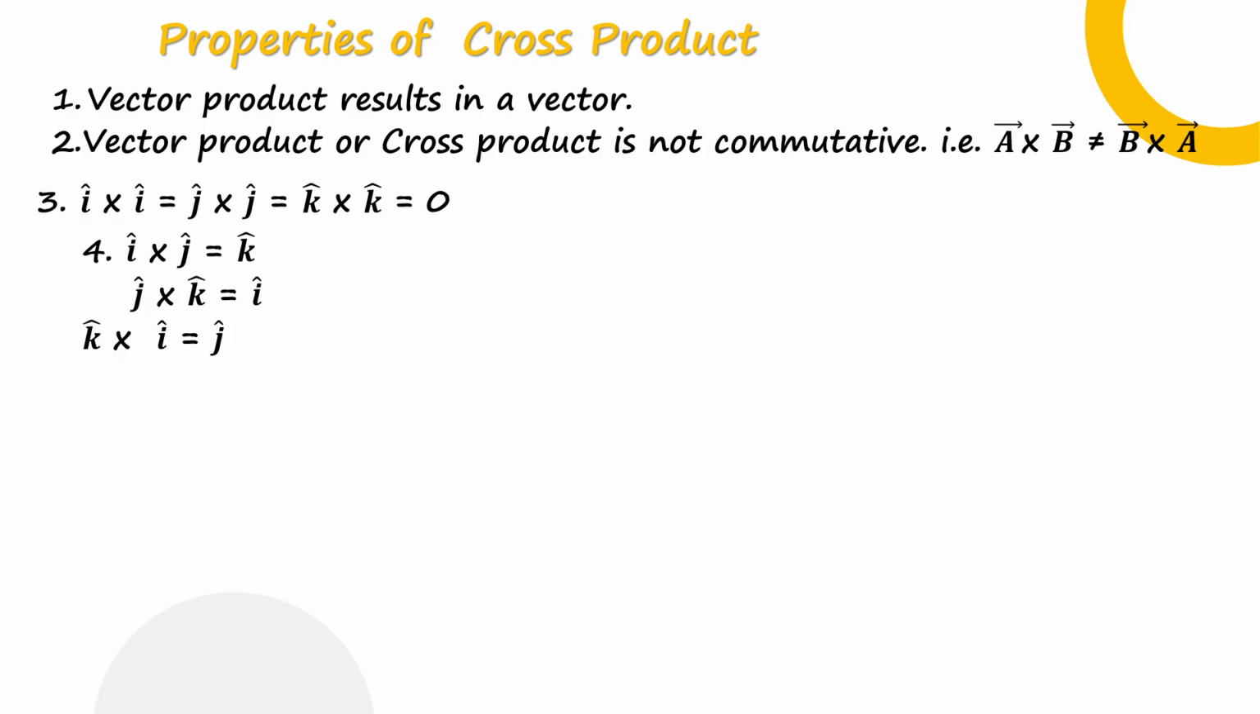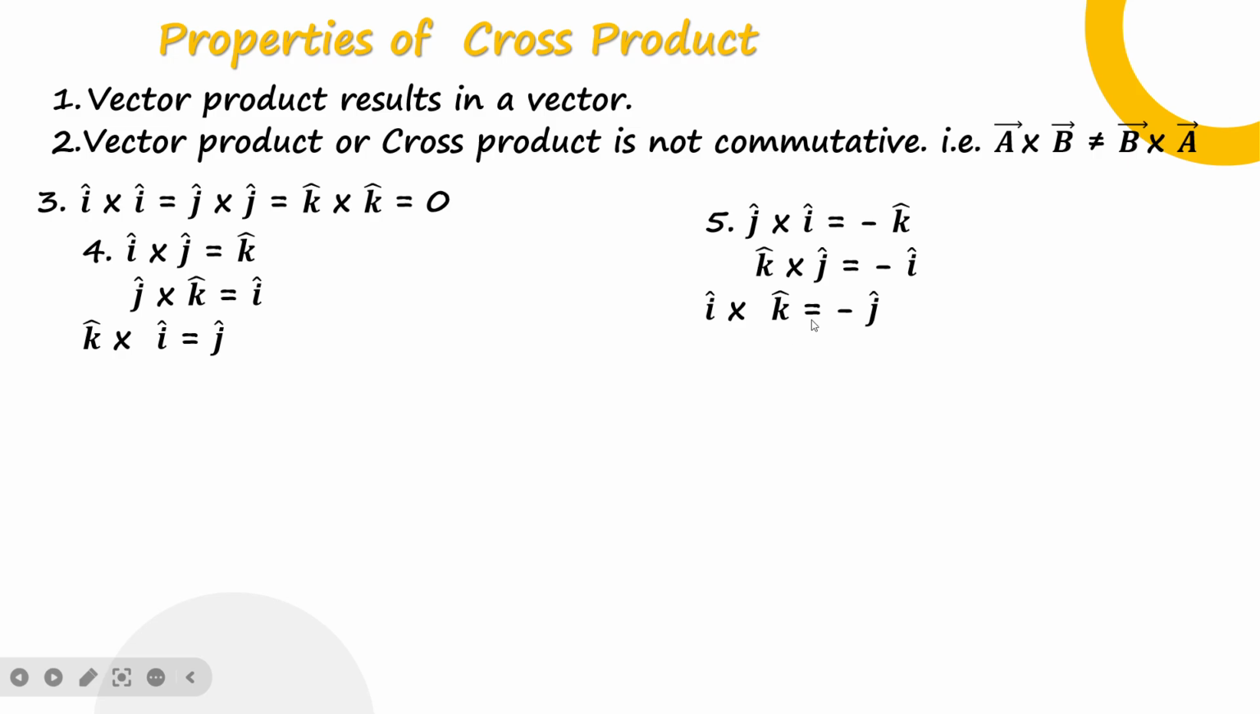Now i cap cross j cap equals k cap, j cap cross k cap equals i cap, k cap cross i cap equals j cap. Similarly, j cap cross i cap equals minus k cap, k cap cross j cap equals minus i cap, and i cap cross k cap is equal to minus j cap.